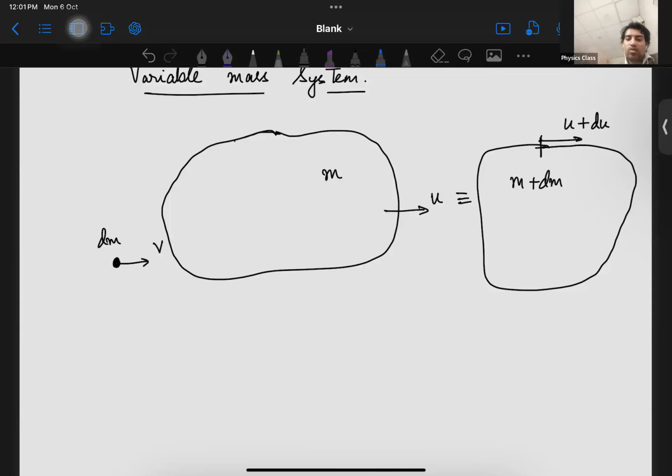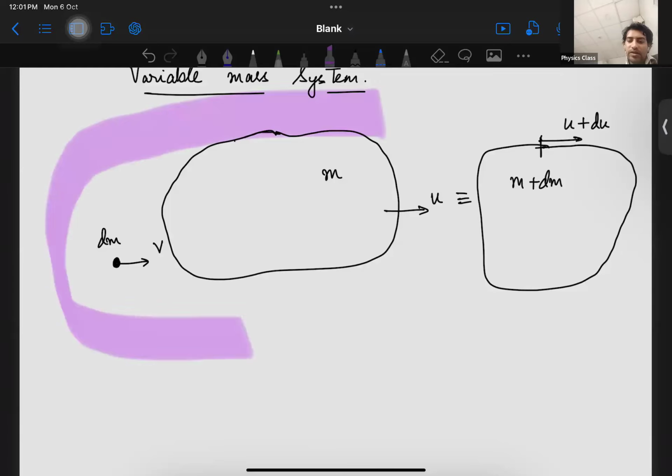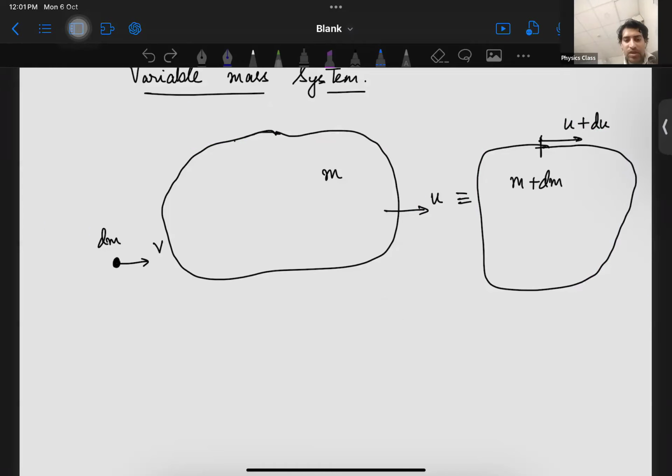So now what we can do is take this entire entity as a single unit. The external force acting on it is zero. Let's apply the conservation of linear momentum. What is the initial linear momentum? We can write dm into v plus mu is equal to, finally, m plus dm multiplied by u plus du.